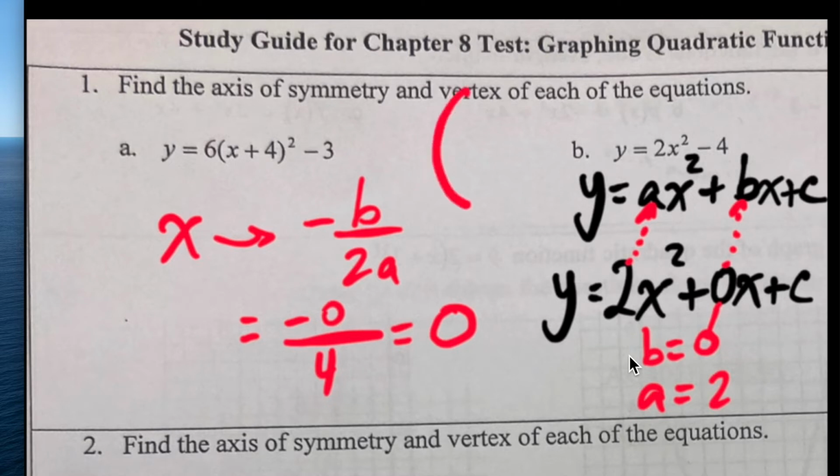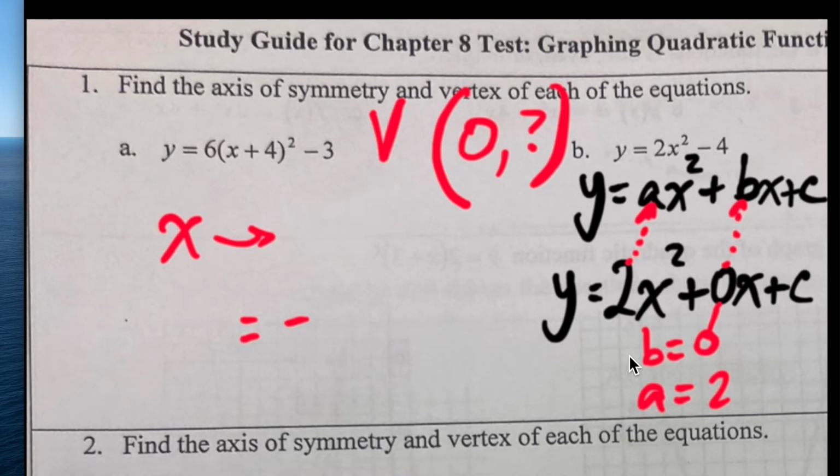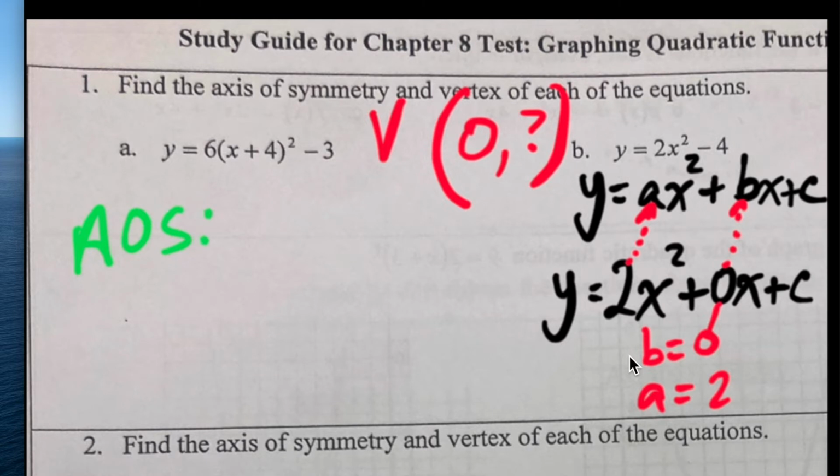So let me put that here. This is v. It's going to have an x and a y coordinate. Our x coordinate is going to be 0. We don't know our y coordinate yet. Okay, but what we do know is the axis of symmetry. The axis of symmetry matches the x coordinate of the vertex. I know I sound like a broken record. Okay, so the axis of symmetry, which is abbreviated as AOS, is going to be x equals 0.